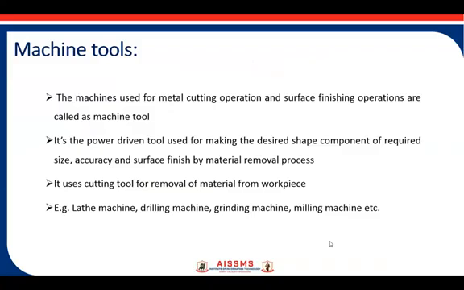Machine tools are used for metal cutting operations and surface finishing operations. It is a power-driven tool used for making the desired shape of the component with the required size, accuracy and surface finish by a material removal process. It uses a cutting tool for removing the material from the workpiece. Examples of different machine tools are the lathe machine, drilling machine, grinding machine, milling machine and so on.